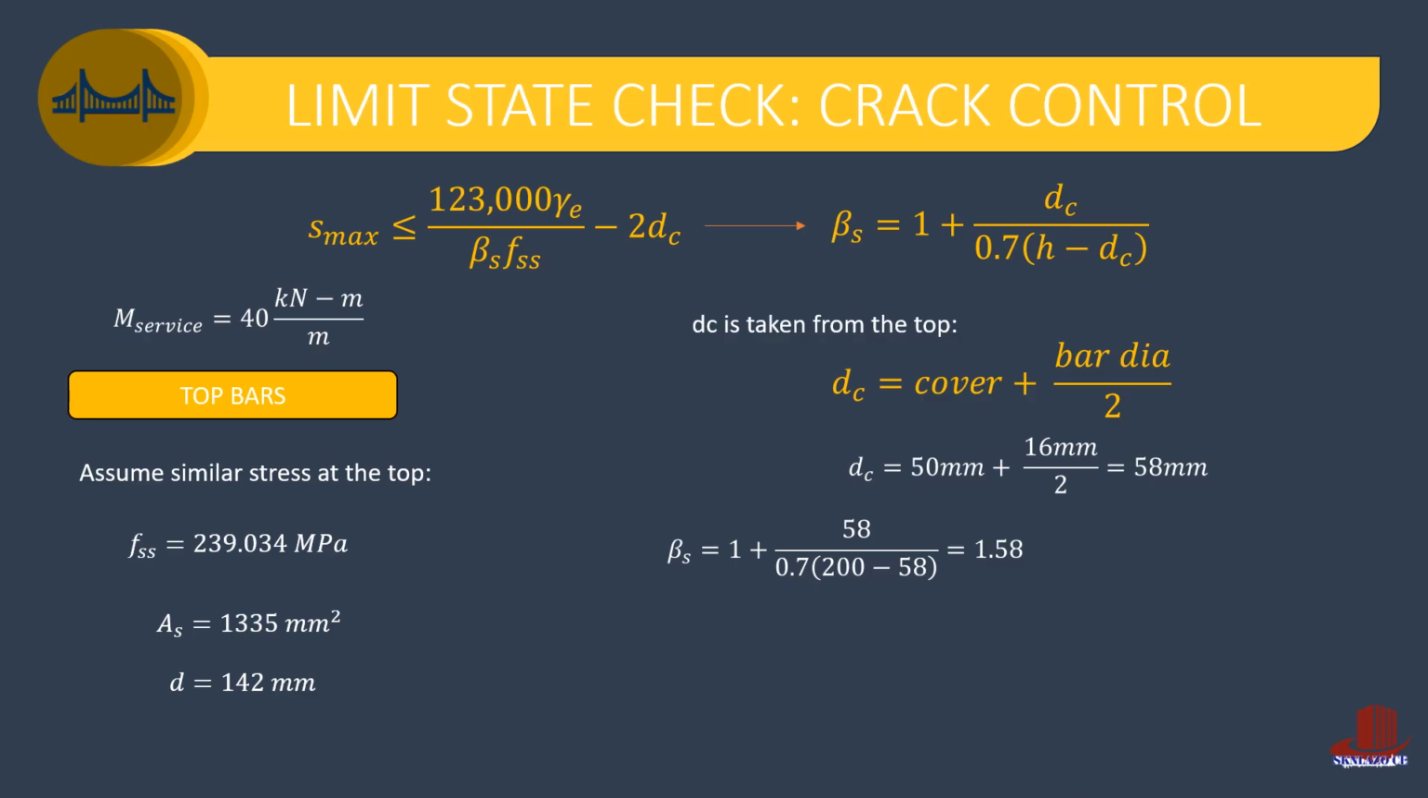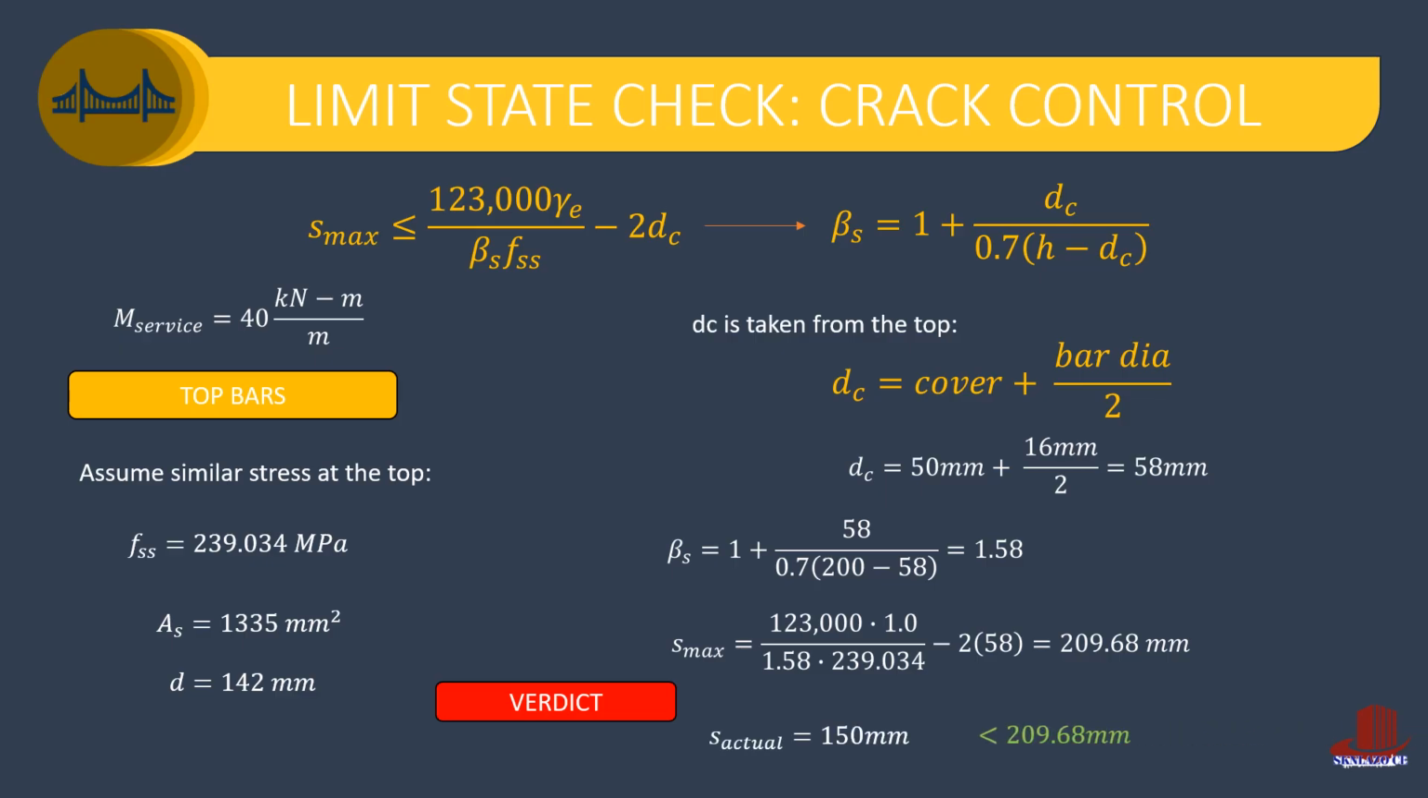βs is then 1 plus 58 upon 0.7 of the difference of 258, which results to 1.58. Use this in the maximum spacing equation and have 123,000 times 1 upon 1.58 of fss, which was adopted from earlier, then subtract twice of 58, giving 209.68 millimeters. Again, this spacing is compared to the actual rebar spacing we designed as 150 mm, and it shows that our design is within the range. Hence, the top bar spacing is also safe.